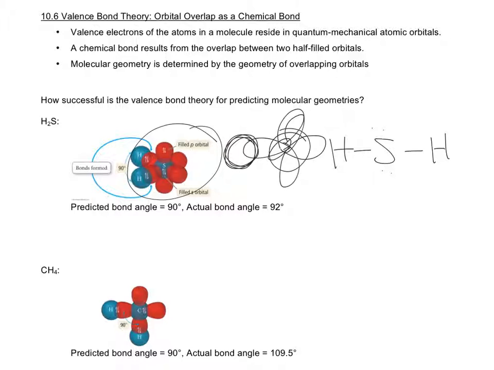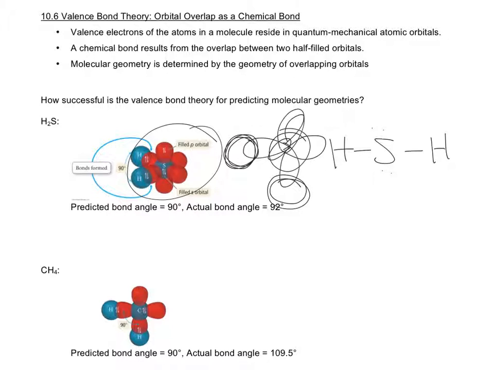And so if that's where they are, then if the hydrogens are going to overlap with two of the p orbitals, so if that's one hydrogen and this is one hydrogen, then the angle we would predict would be 90 degrees, because that's the angle between the p orbitals that the valence electrons are found in. All right, and if we measure that bond angle in the actual molecule, we get an angle of 92 degrees.